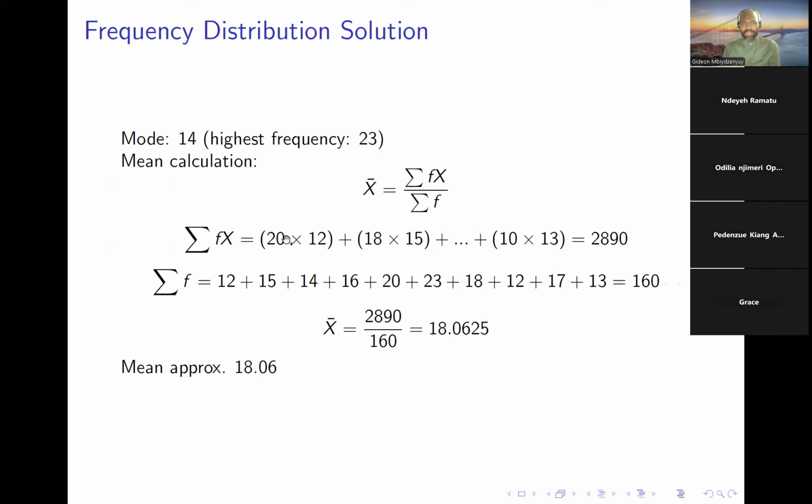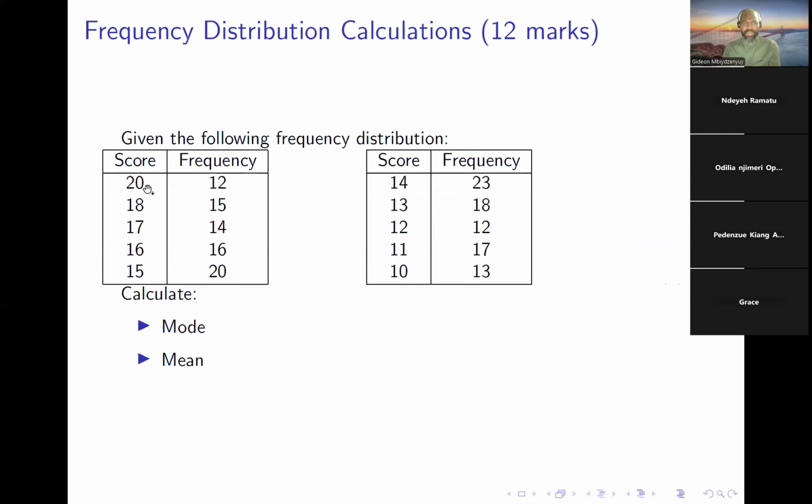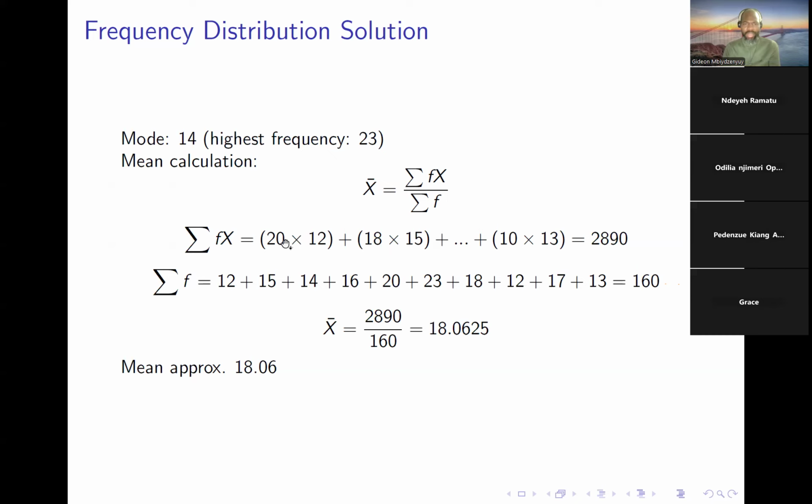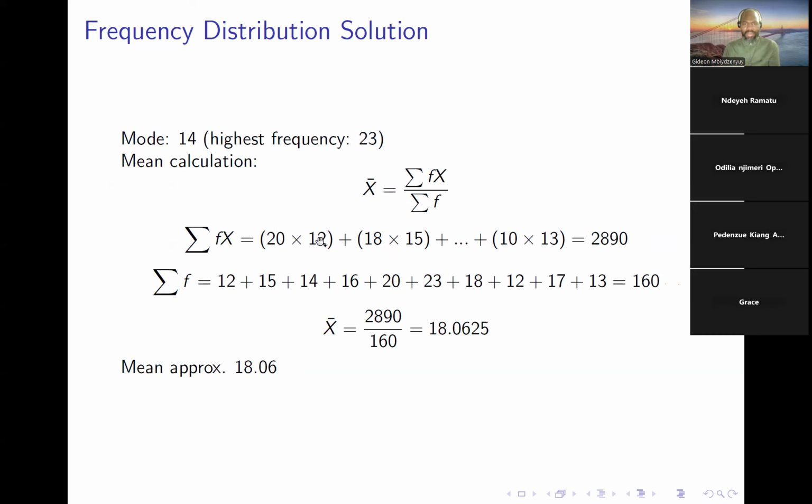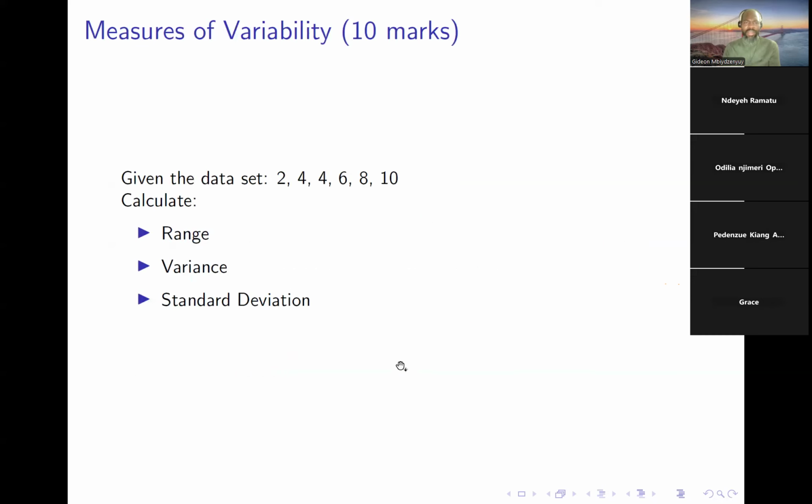So for the mean, our first value is 20, whose frequency is 12. So we multiply 20 by 12 plus the next value is 18, whose frequency is 15, and so on and so forth. So that's what this first part does. The second part is the sum of the frequencies. So in some way, it's a weighted mean, and then you get your mean. How do you calculate the mode? I leave that one as an assignment for you to do.